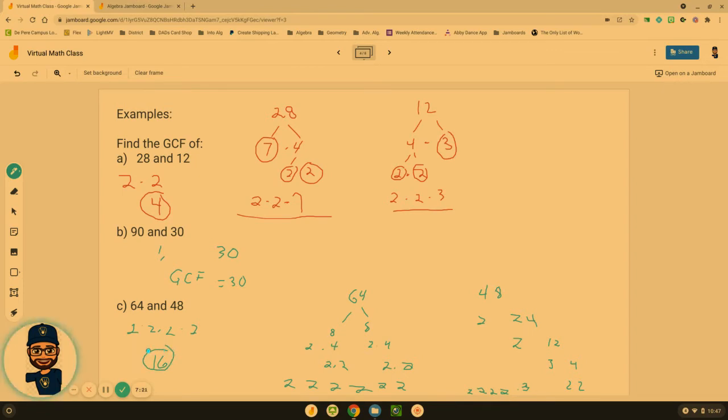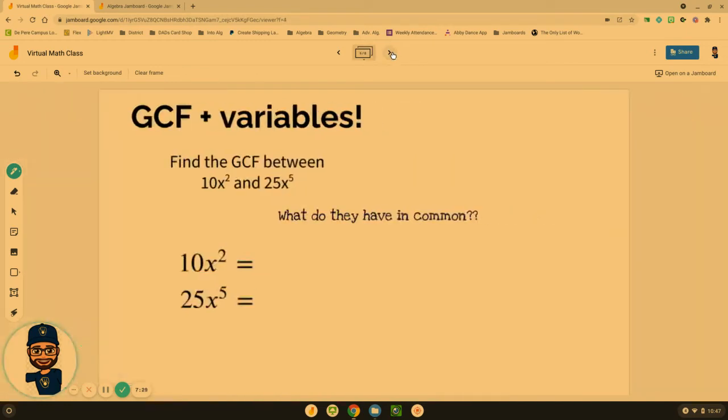So again, this greatest common factor with numbers should be reviewed based on what we've done in middle school and how you've gotten some of those factors. But the tricky part becomes, how does this tie into variables? And the best way that I can describe it is that you treat the numbers and the variables separately. And you're looking for what do they have in common.